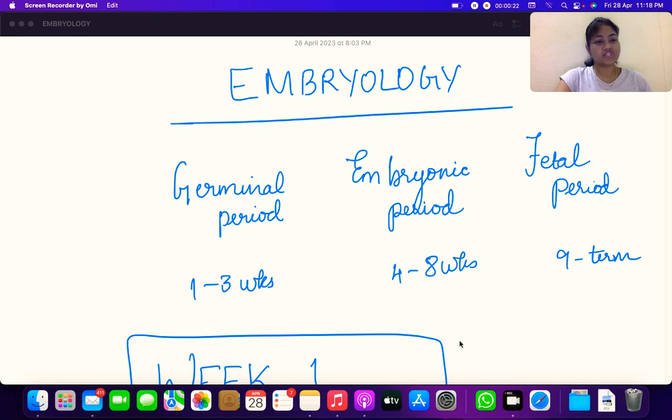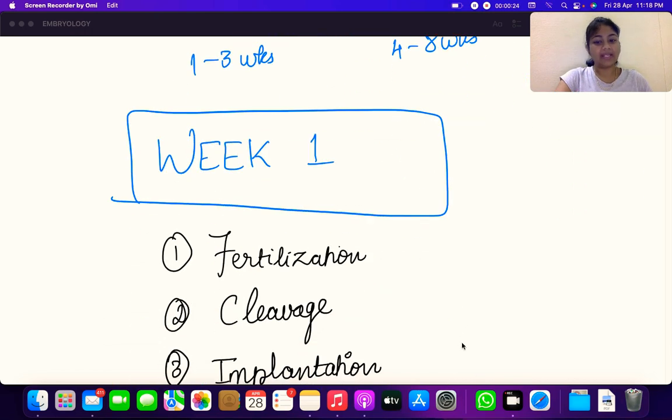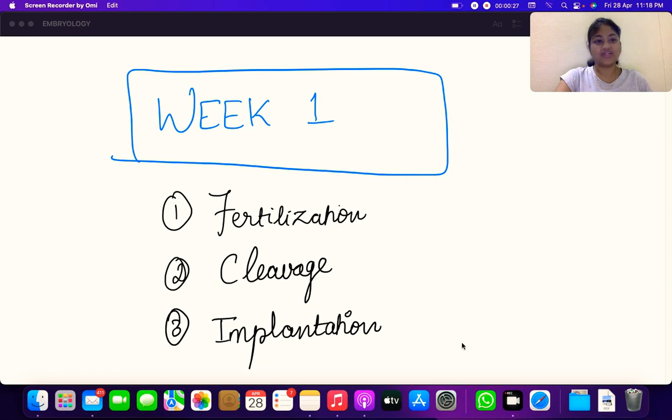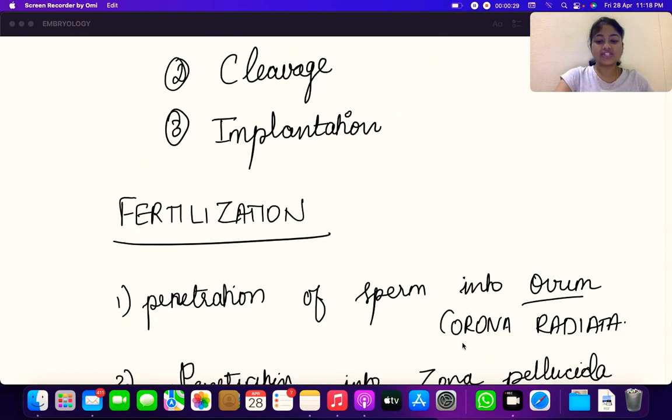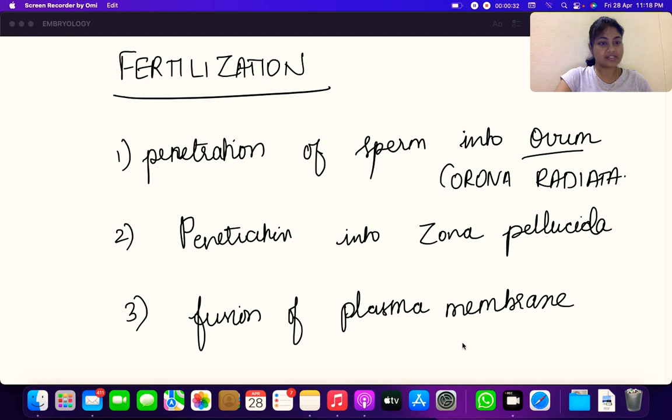So, three important changes happen in week 1, namely fertilization, cleavage, and implantation. Fertilization is fusion of two gametes. Transport of oocyte from the womb to the fallopian tube, and transport of spermatocyte from the cervix to the tube. And once inside the tube, there is penetration of sperm into the corona radiata, into the zona pellucida, and fusion of the plasma membranes.